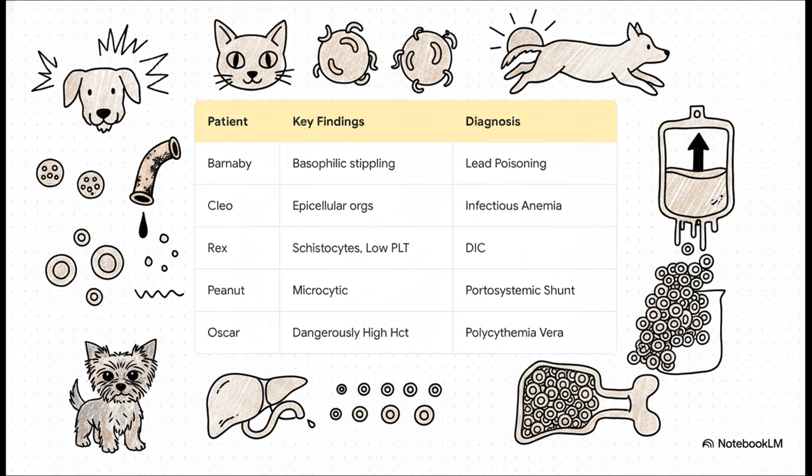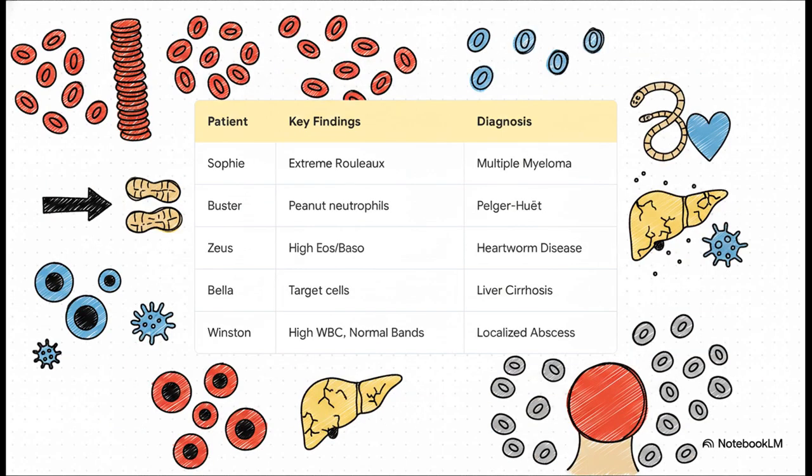And Case 15 is Oscar. He has a dangerously high hematocrit of 75%, but totally normal oxygen and EPO levels. That diagnoses polycythemia vera, which is a primary bone marrow overproduction disorder. All right, let's finish this clinical gauntlet strong.